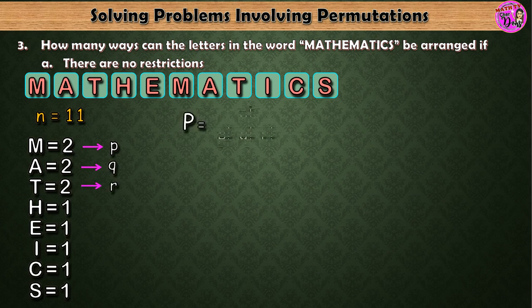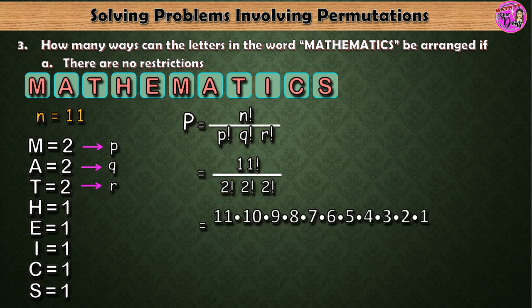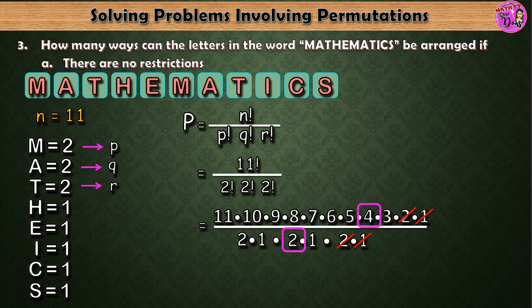Our formula is equal to n factorial divided by p factorial times q factorial times r factorial. Plug in the values, we have 11 factorial divided by 2 factorial times 2 factorial times 2 factorial. Simplifying it, 11 times 10 times 9 times 8 times 7 times 6 times 5 times 4 times 3 times 2 times 1 over 2 times 1 times 2 times 1 times 2 times 1. Cancel out 2 and 1. 4 and 2 share a common factor of 2. 4 divided by 2 is 2. 2 divided by 2 is 1.